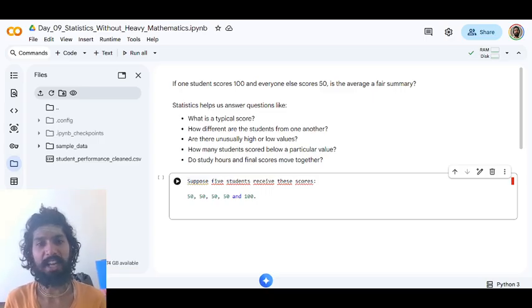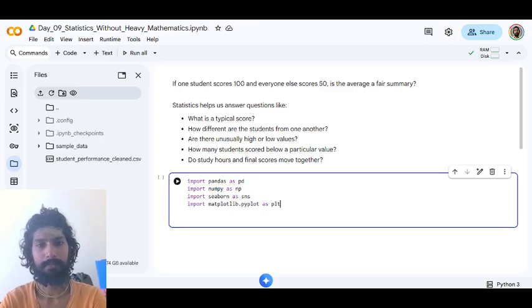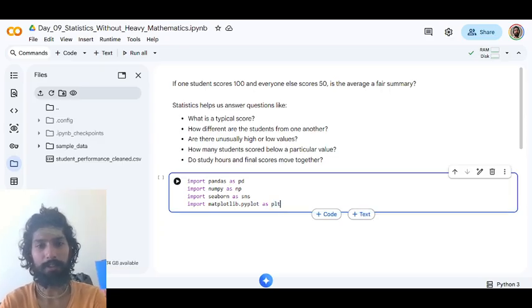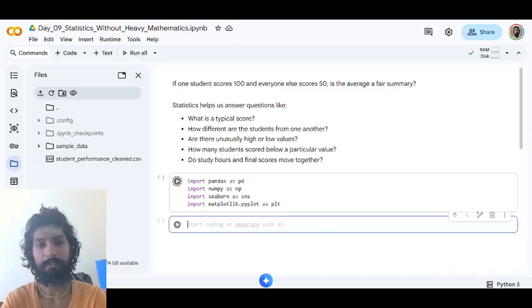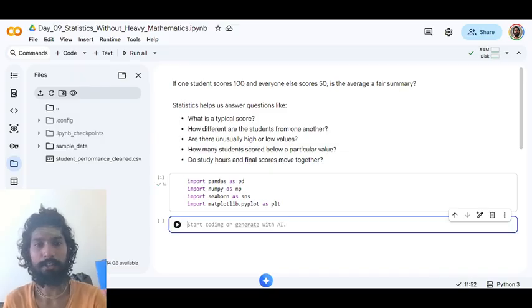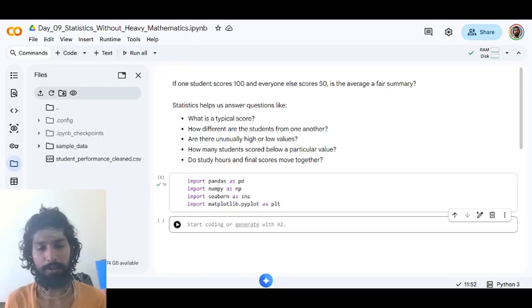Let us begin by importing the libraries we need. Create a new code cell and write import pandas as pd, import numpy as np, import seaborn as sns, and import matplotlib.pyplot as plt. So before running the cell, you should have asked, what do you expect this cell to display? And the answer is probably nothing. The cell only imports the libraries. It prepares our notebook so that we can use their functions later.